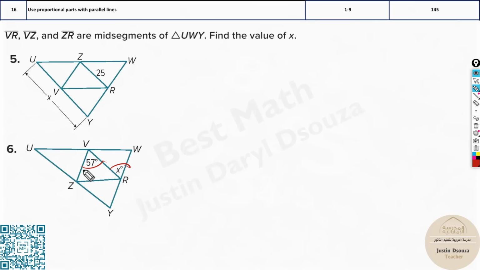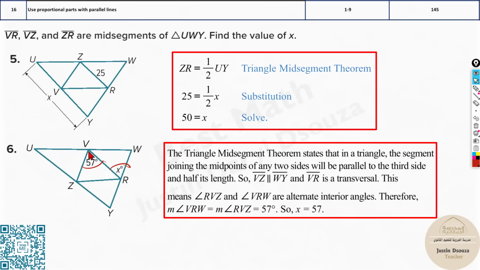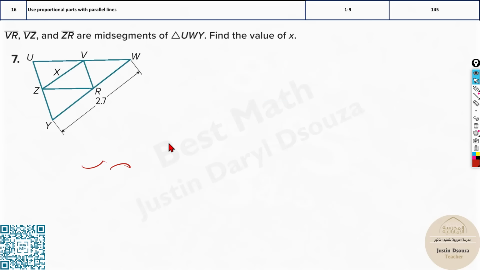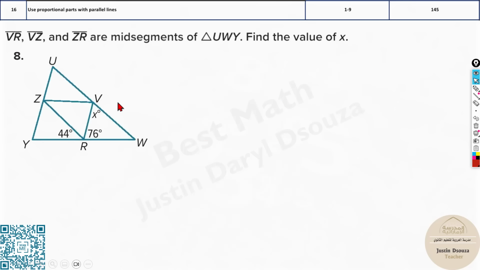They are alternate interior angles. So in the solution set, you can see they wanted us to find VRW. That is 57 degrees itself. They're the same. Now here it's 2 times 25. Now what about this one here? This is 2.7. They want x. That is half of 2.7. It will be 1.35. Just divide this by 2.